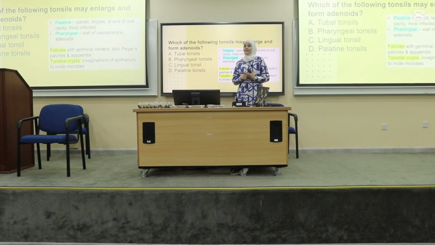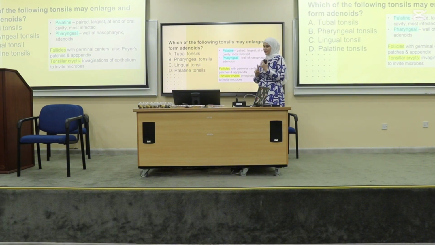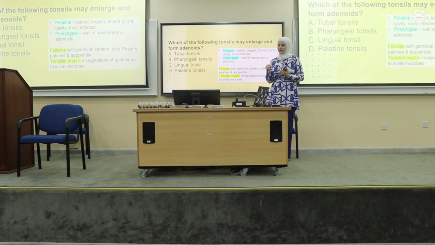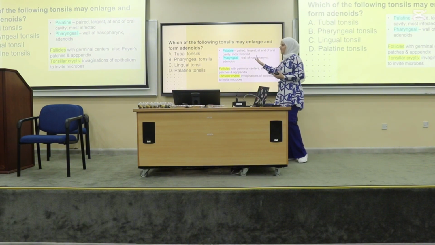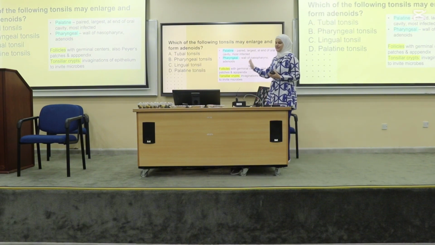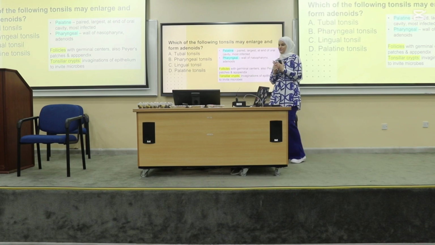Palatine is the largest. You have two palatine tonsils. They're the largest, at the end of the oral cavity, as I said. There's something special about them: they're most infected. Yes, they get infected and they also get removed. Many people remove them in tonsillectomy. But adenoids are special for pharyngeal tonsils, and this is very important. What are adenoids? It's the pharyngeal tonsils, so don't get them confused. Okay.